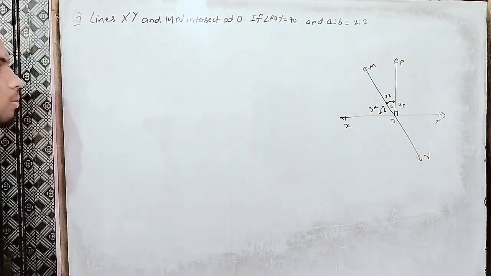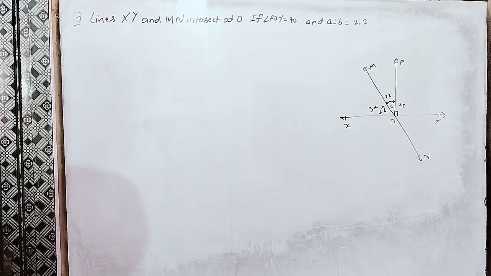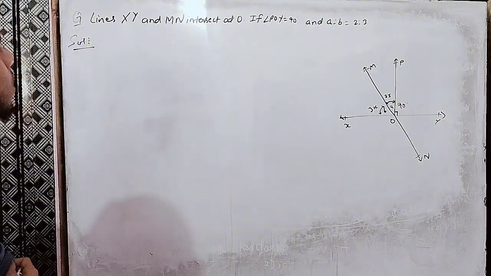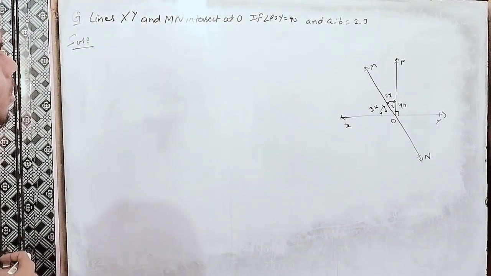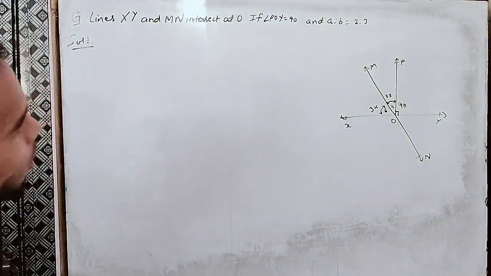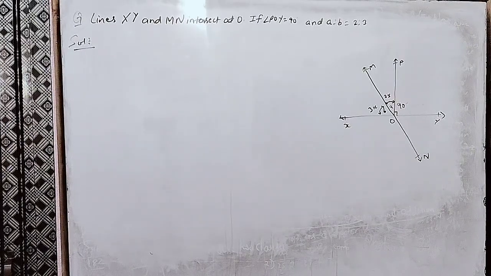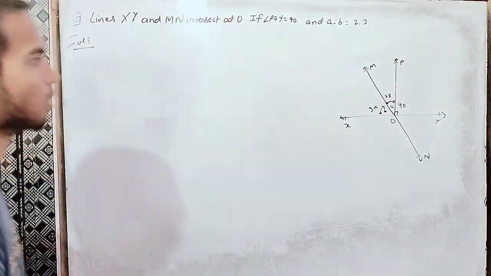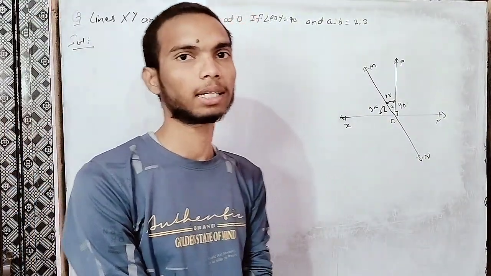What do we have to find? We have to find the value of A and B, as well as the value of X. So first of all, we have XOY, and by using that we can find the value of X.